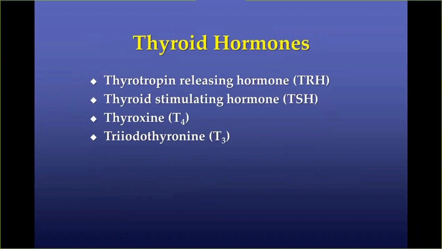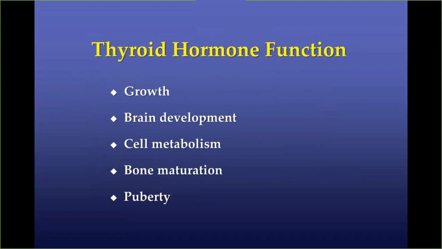With thyroid hormones, we have thyrotropin releasing hormone, TRH, thyroid stimulating hormone, TSH, thyroxine, T4, and more accurate is the free T4, which is the unbound T4, and then T3. We're going to be talking more about that. Thyroid hormone function: thyroid hormone is very important and critical for growth and brain development. Along with that come other functions, including cell metabolism, bone maturation, and puberty. We're going to be talking about each one of those.